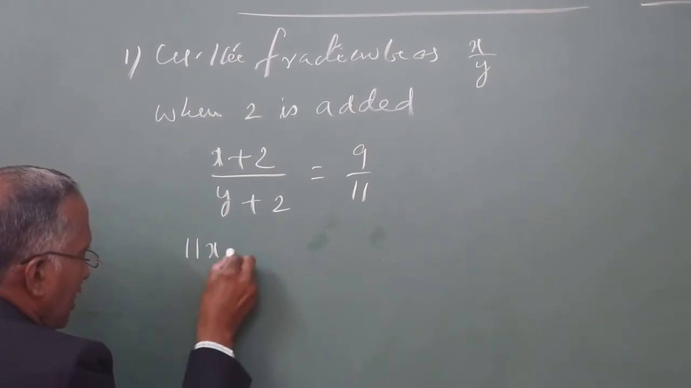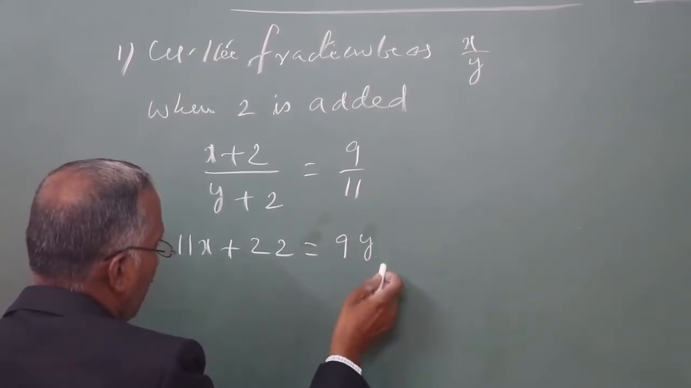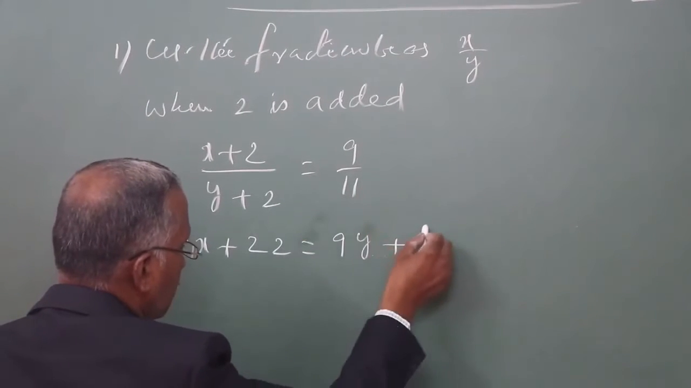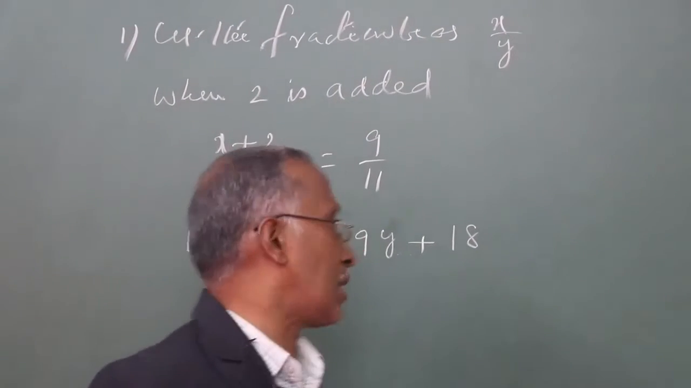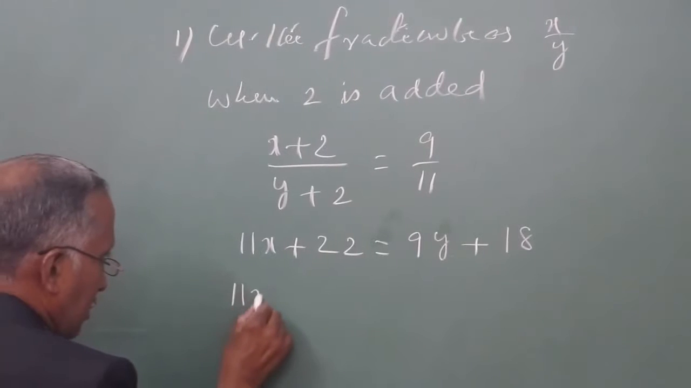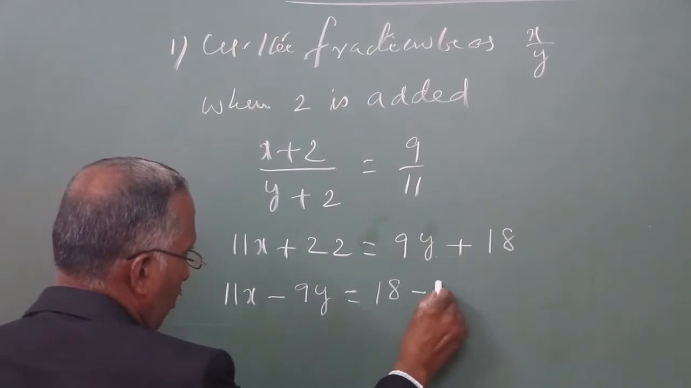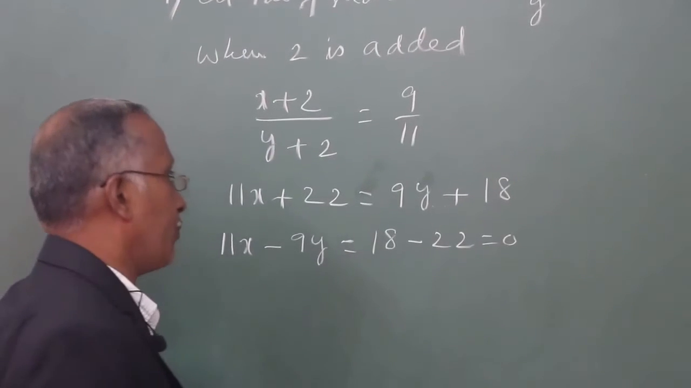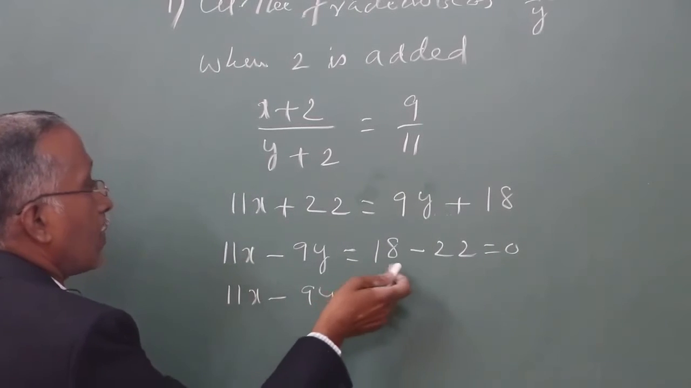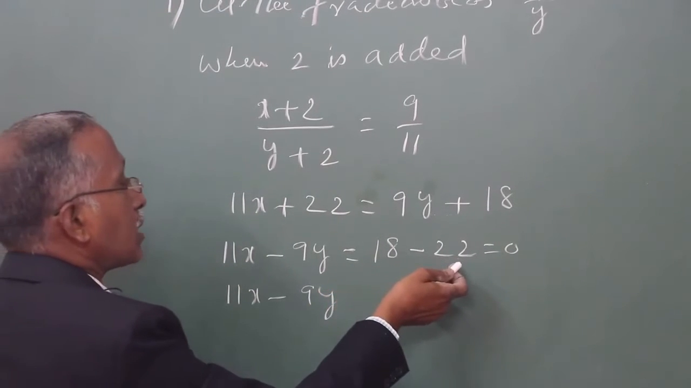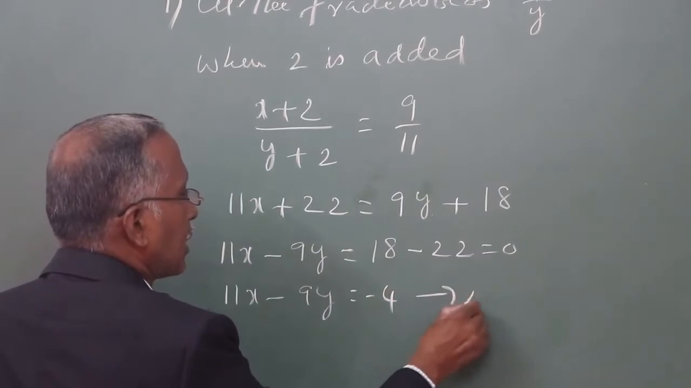11 into x, 11x. 11 2s are 22. 9 into y, 9y, plus 9 2s are 18. Reduce them to the general form of the linear equation now. So 11x minus 9y plus 18 minus 22 equals 0. Then this becomes 11x minus 9y minus 4 equals 0. Call this equation 1.